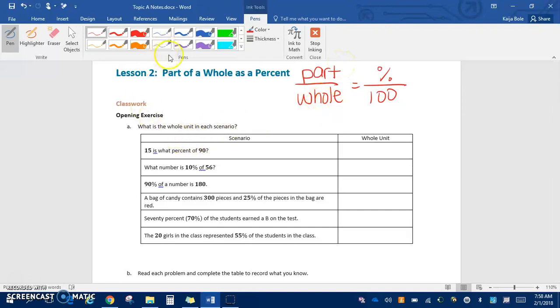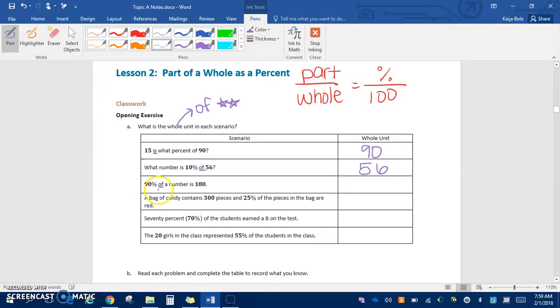Alright, so if we look at the opening exercise, it says, what is the whole unit in each scenario? So whenever we're looking for the whole unit, we're looking for that keyword "of". Alright, so write yourself a note about that. So if we look at the first one, it says 15 is what part of 90? The 90 is the whole unit that we're looking at. Number 2 says what number is 10% of 56? So 56 would be our whole unit.